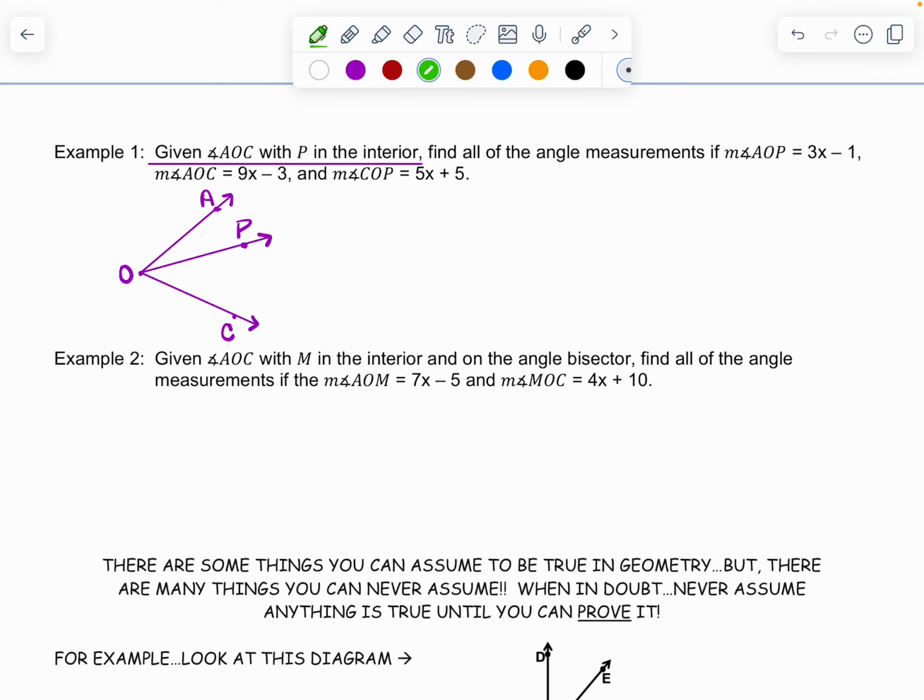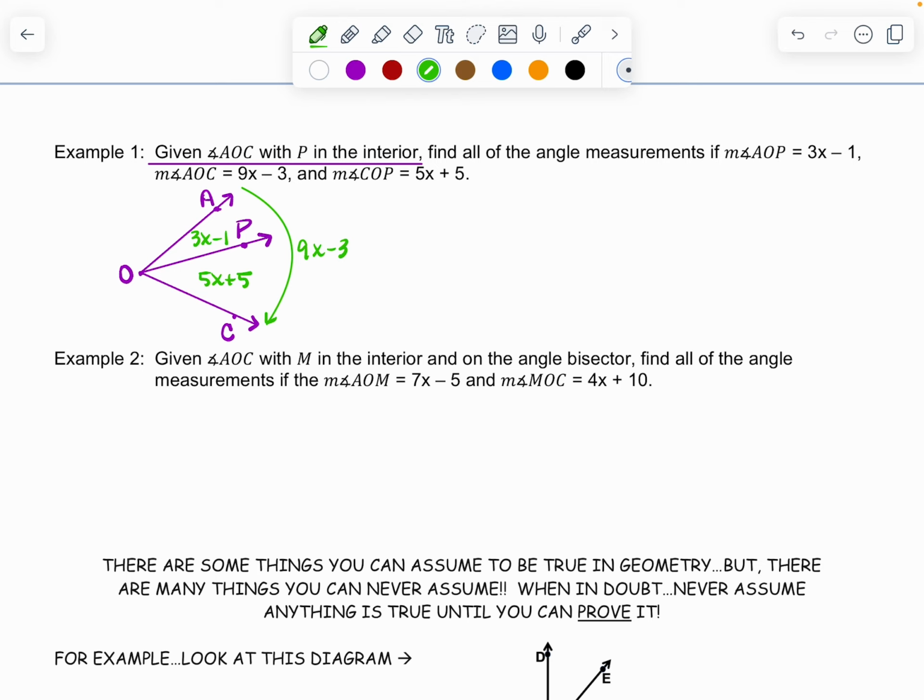So if I keep reading, it says the measure of angle AOP is 3x minus 1. So I'm going to write that in. AOC, which happens to be the whole thing. So again, make sure you're reading carefully and labeling it appropriately. If you put labels in the wrong spot, then the numbers are not going to mesh. And then COP is 5x plus 5. Well, clearly, they've given me an expression for the measure of the small angle, the measure of the other small angle, and they've given me an expression for the whole thing.